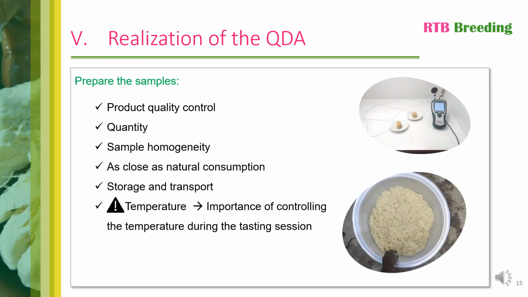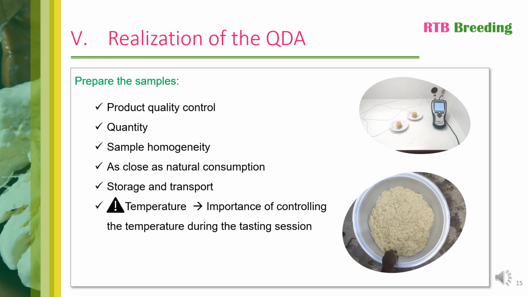Regarding the product samples to be tasted by your panel, you must first check their sanitary quality. Next, you will need to ensure that you have enough products to carry out the hedonic test, the instrumental analysis, and the QDA test for all the judges and replicates. Then you will need to check the homogeneity of the food. For example, if you're working with several tubers or bananas of one variety, you need to make sure that they are all homogeneous.